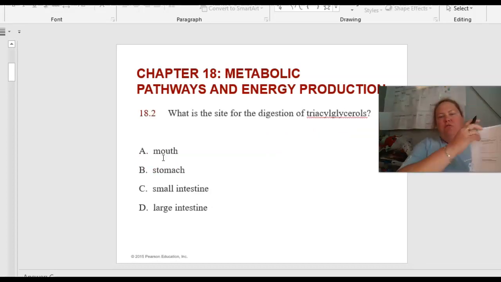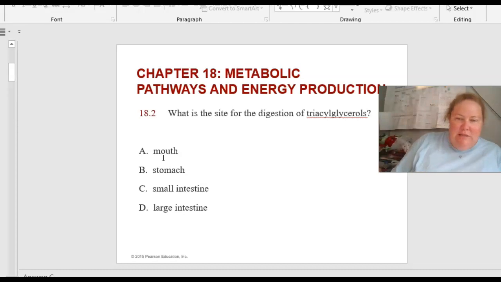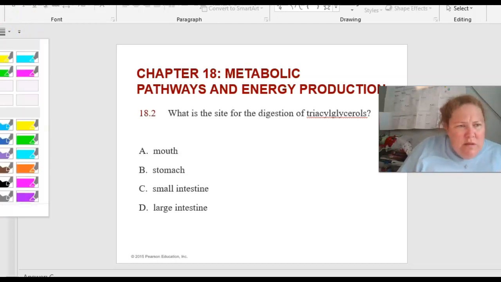Where is the site for the digestion of triglycerides? That one is going to be in your small intestine. So where my cursor's doing this, that's going to be C.